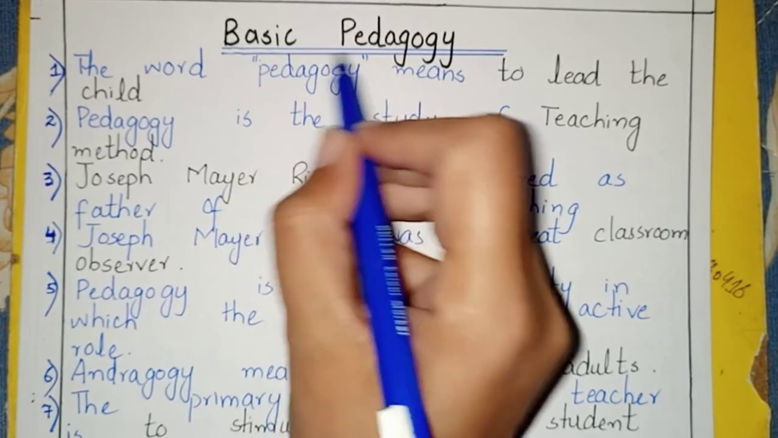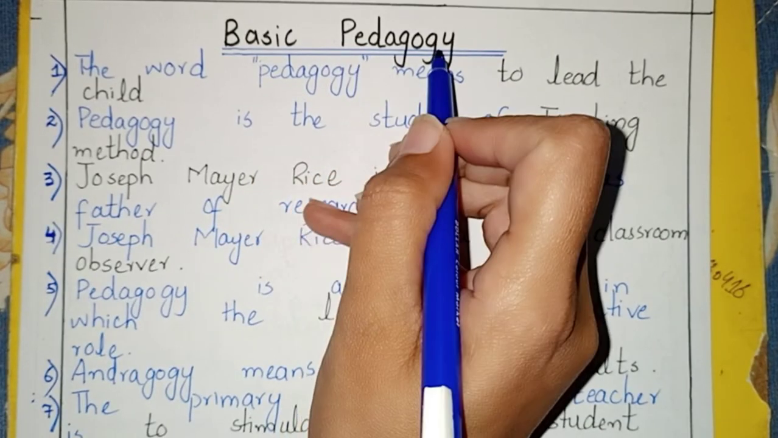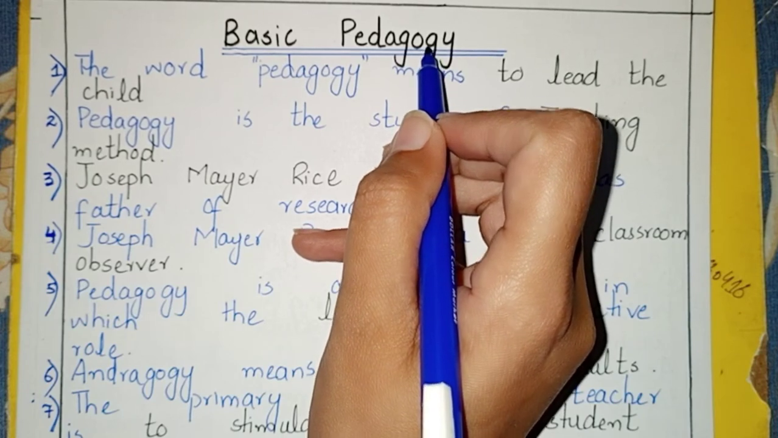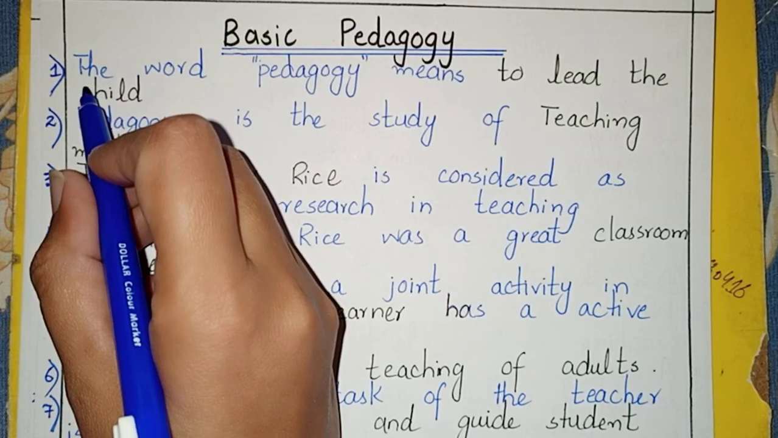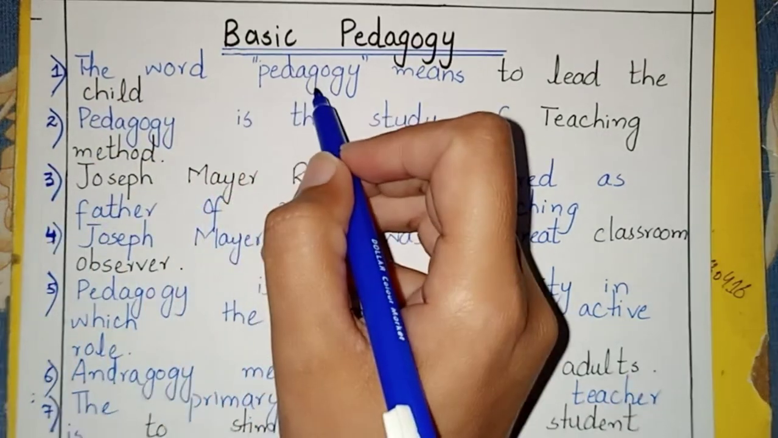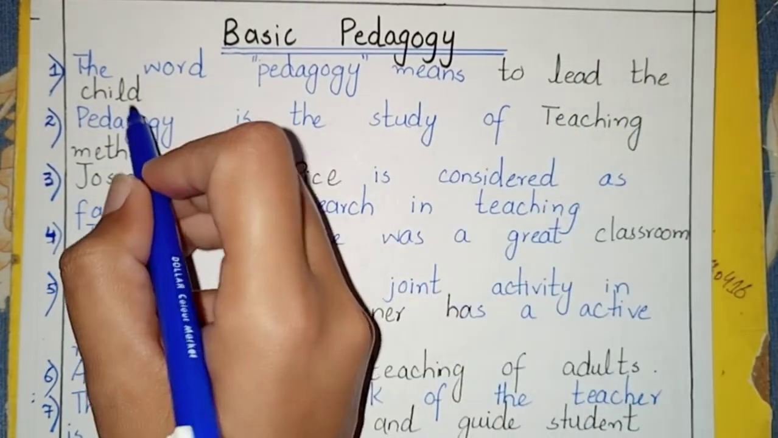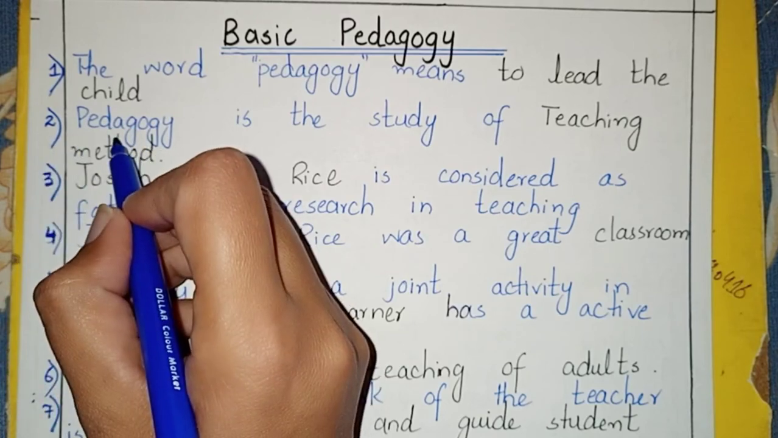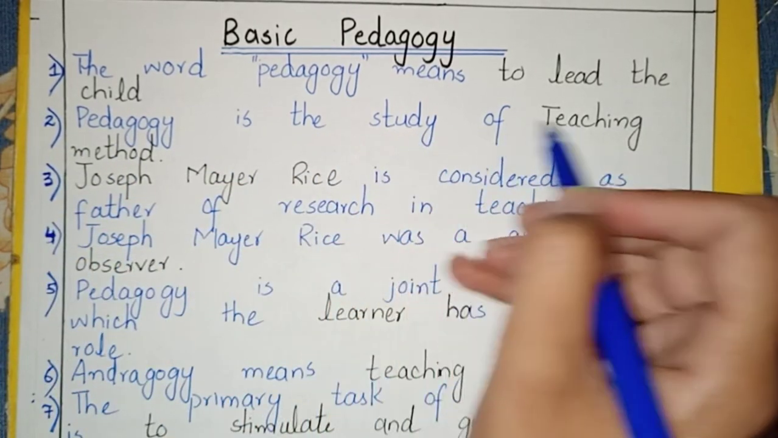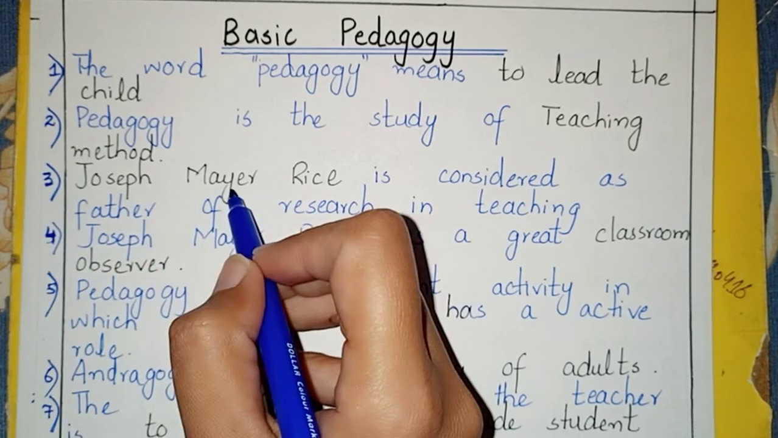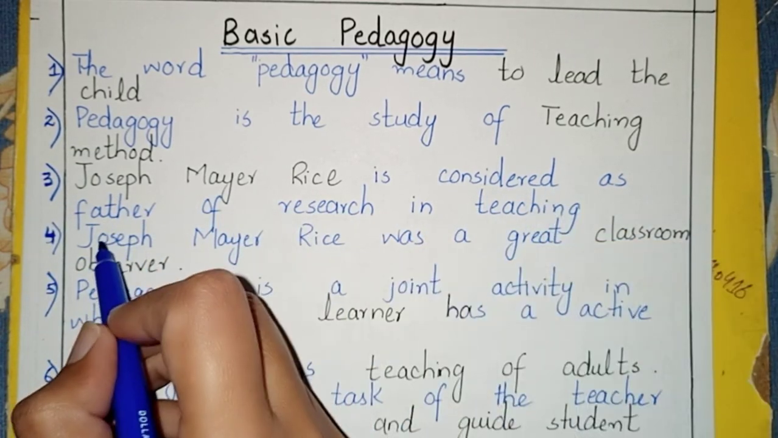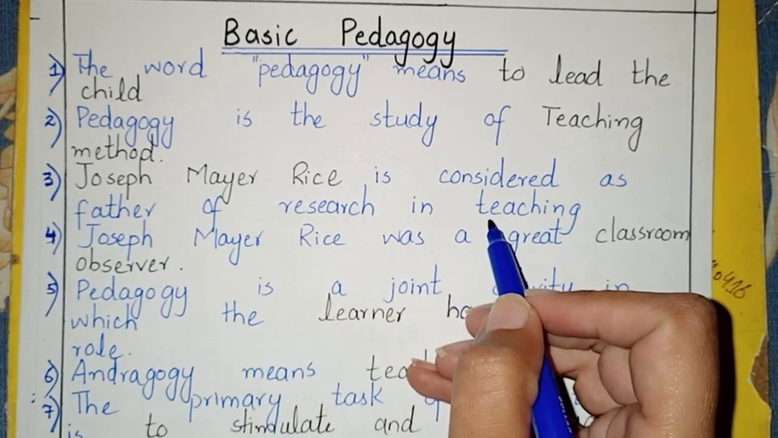Basic pedagogy. Pada means child, goji means study, which means the study of child is called pedagogy. Question number 1. The word pedagogy means to lead the child. Question number 2. Pedagogy is the study of teaching method. Question number 3. Joseph Mayer Rice is considered the father of research in teaching.